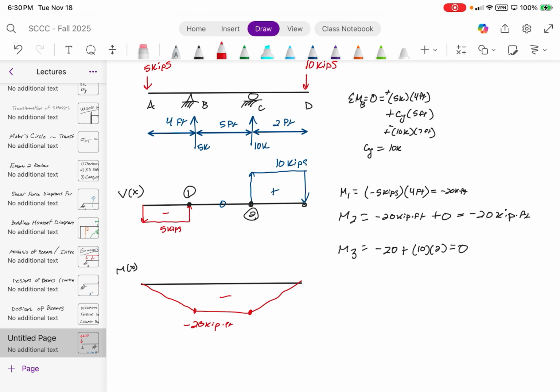Now, a fun little note. Whenever we have a portion of the beam that is subjected to zero shear with a straight line bending moment, the beam is generally subjected to what we call pure bending. There are no shear forces. It's undergoing pure bending, we call it. There's no translation at all.